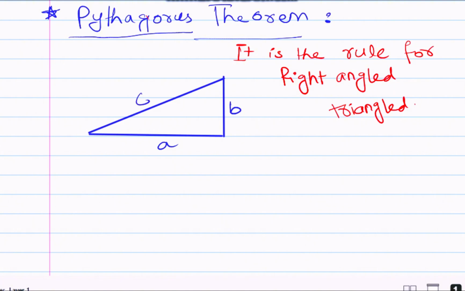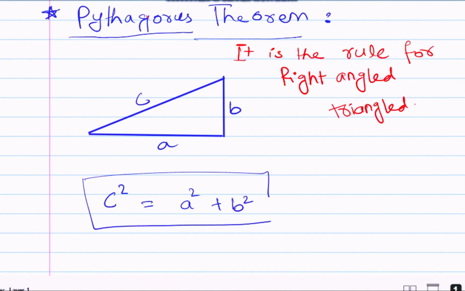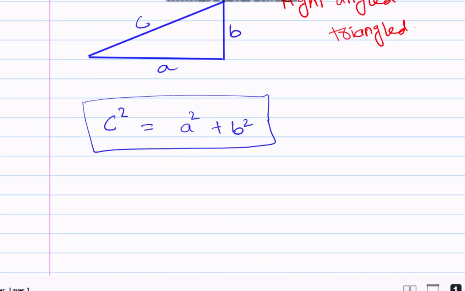Then what is Pythagoras theorem? Pythagoras theorem will be C square is equal to A square plus B square. So this is just a simple theorem which you should remember for your questions for the GED exam. On the basis of this we will solve the questions and numerical problems. So this is all about the triangle.